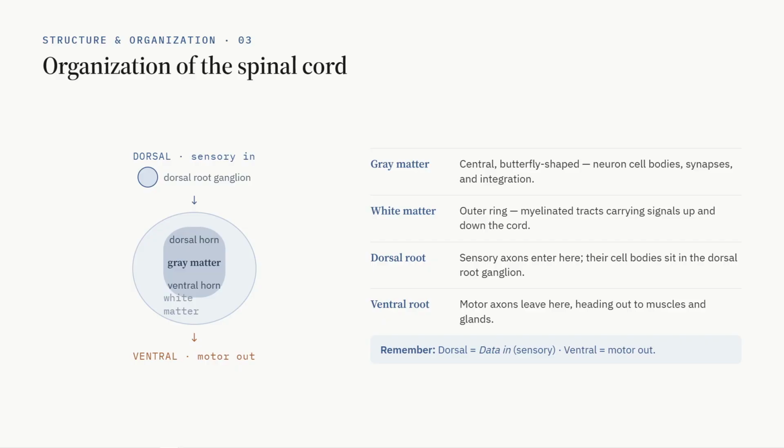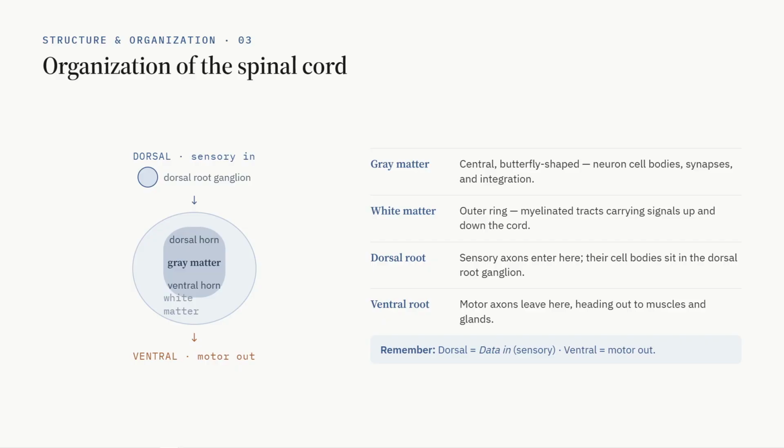Let's slice the spinal cord across and look at the cross-section. In the center, you'll see a butterfly, or an H, of gray matter. That's where the neuron cell bodies and synapses are. So it's the site of integration. Wrapped around it is white matter, the myelinated tracts that carry signals up and down the cord like highways.